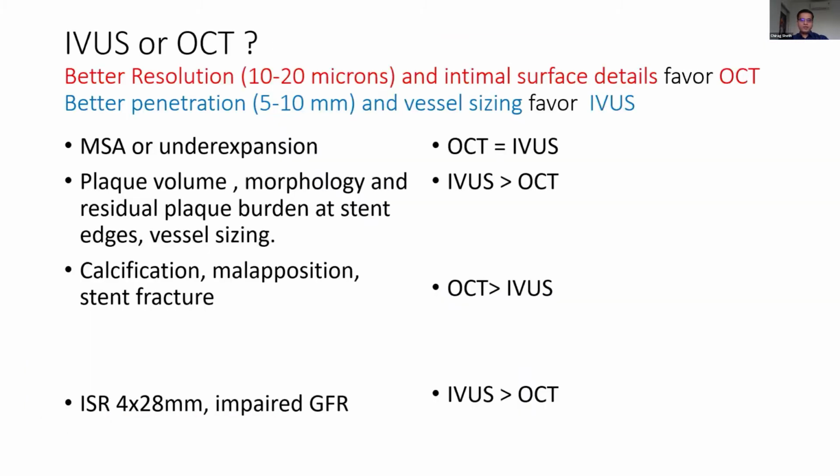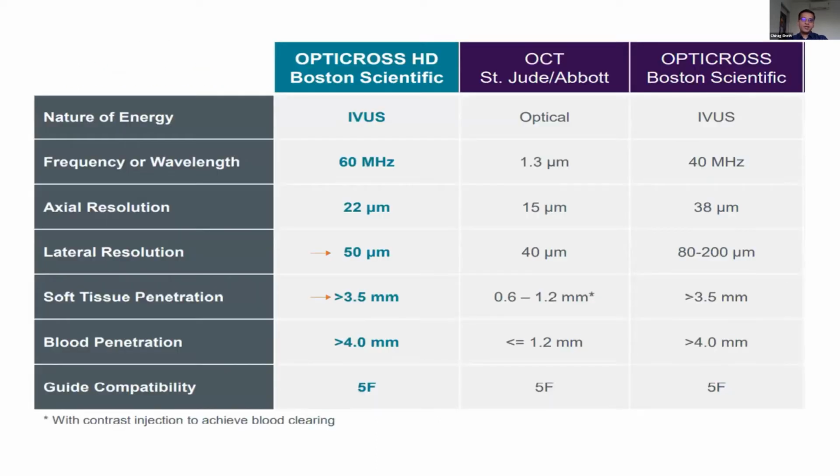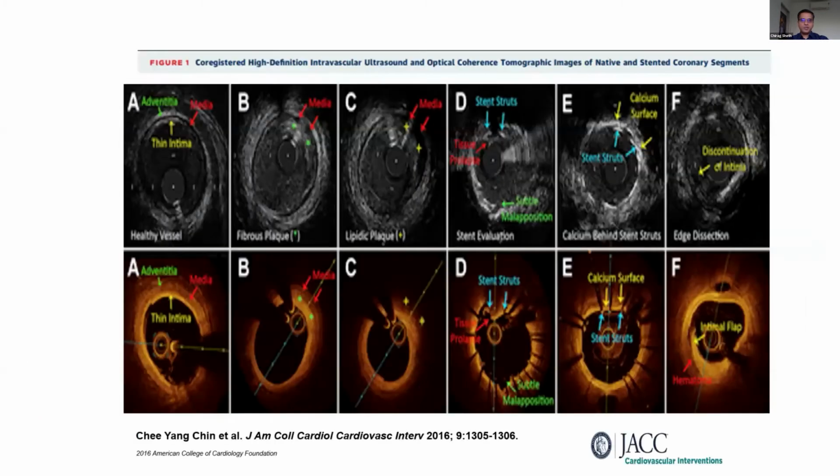Up till now, the limitation of IVUS was that the resolution was not as good as optical coherence tomography. But now with HD-IVUS coming into the picture, the lateral resolution of HD-IVUS, or high definition intravascular ultrasound, tends to approach the resolution achieved by OCT. This comparative slide shows it. And therefore, the problem of slightly lesser resolution is solved with the help of HD-IVUS, and it is now equivalent to OCT.